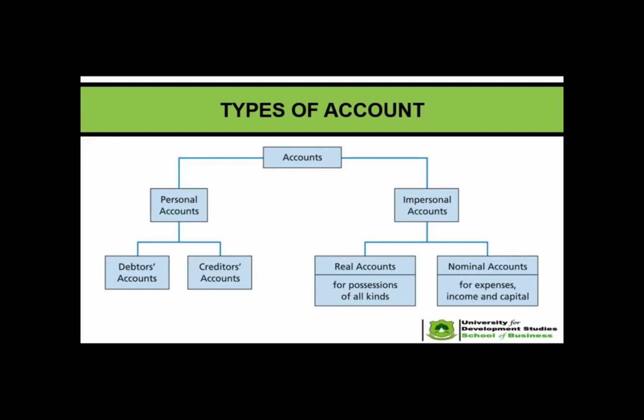Those that you are owing, we say they are your payable creditors account. Yeah, creditors. And those who are owing you, they are debtors or receivables. We are yet to receive from them. So, they all fall under what? Personal. Good.